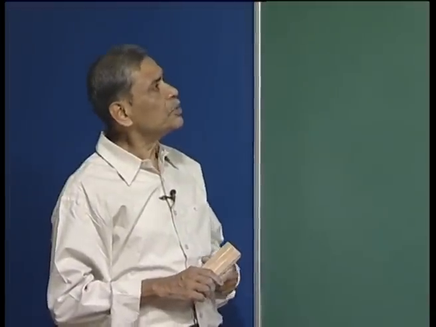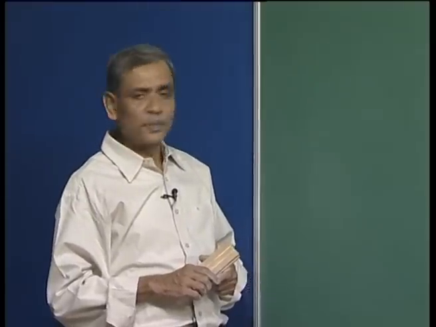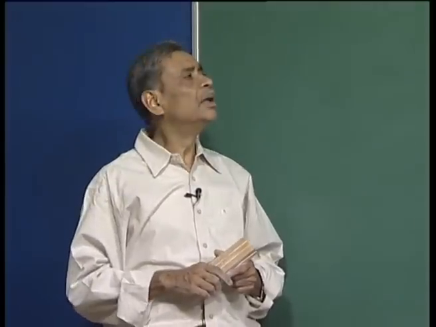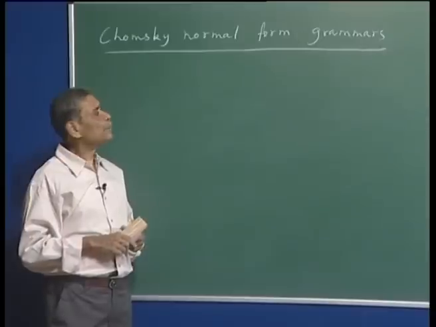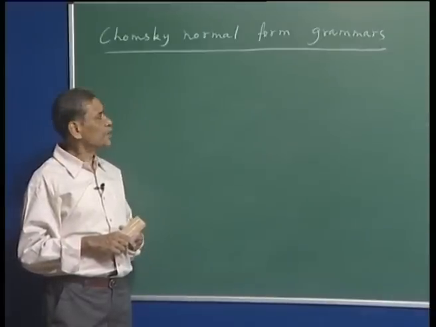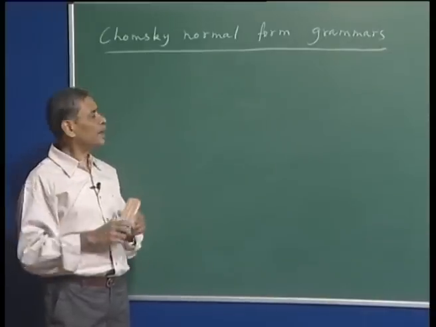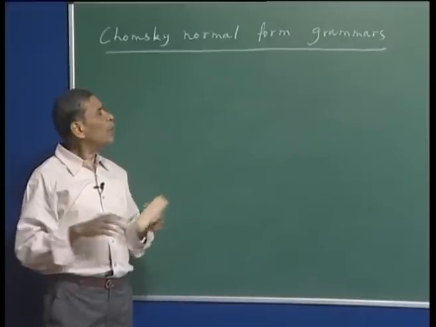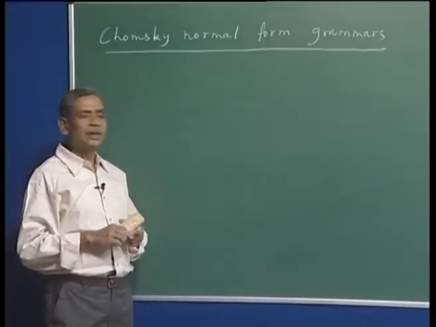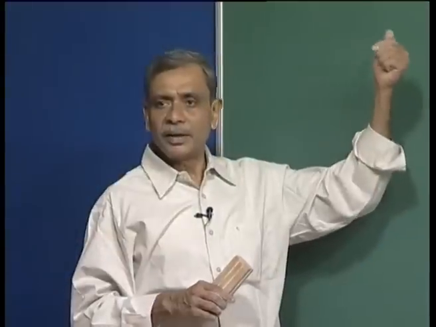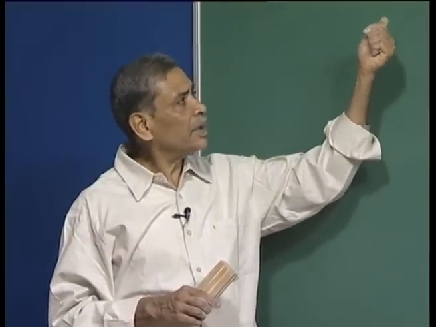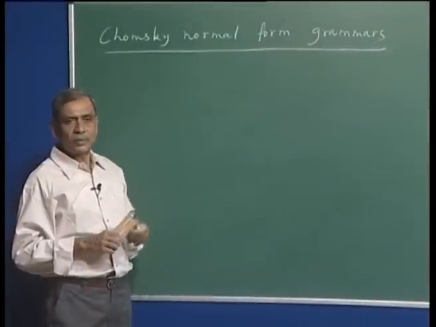Also, we will use Chomsky normal form grammar to provide you with an efficient algorithm to check whether a string belongs to the language generated by a grammar or not. There again, we will consider without loss of generality that the grammar is in Chomsky normal form. In other words, from now on, without loss of generality, we can always assume a given context free grammar is in Chomsky normal form.